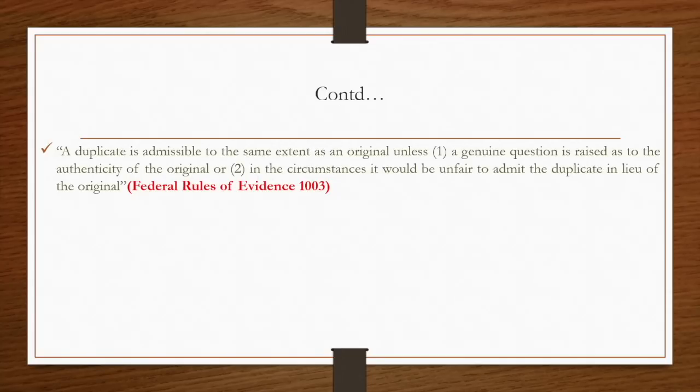We find in Rule 1003 of the Federal Rules of Evidence that a duplicate is admissible to the same extent as an original unless a genuine question is raised as to the authenticity of the original, or in the circumstances it would be unfair to admit the duplicate in lieu of the original. So that is Rule 1003 of the Federal Rules of Evidence. It is about duplicate evidence being admissible.